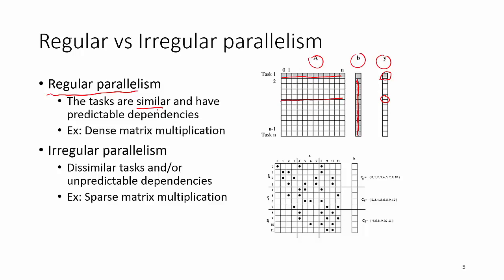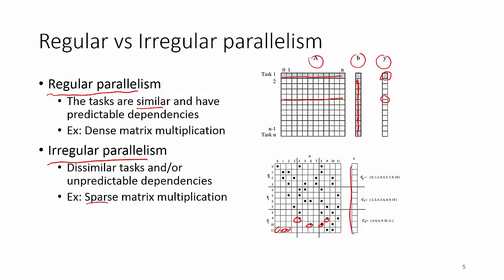This is in contrast to irregular parallelism, which means that you have dissimilar tasks or unpredictable dependencies. We can again look at matrix-vector multiplication, but in this case with sparse matrices. In a sparse matrix, a dominant number of the elements are zeros. If you have a large matrix with most of the elements zeros, it's typically not a good use of resources to store all these zeros in memory. Instead, you only store the elements which are non-zero, the ones with dots here.